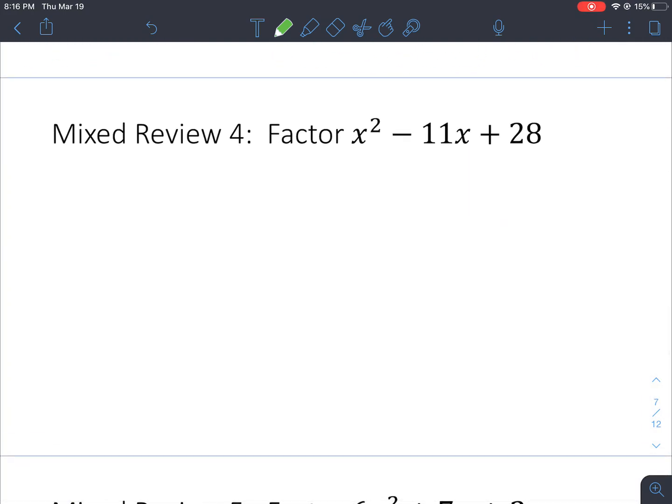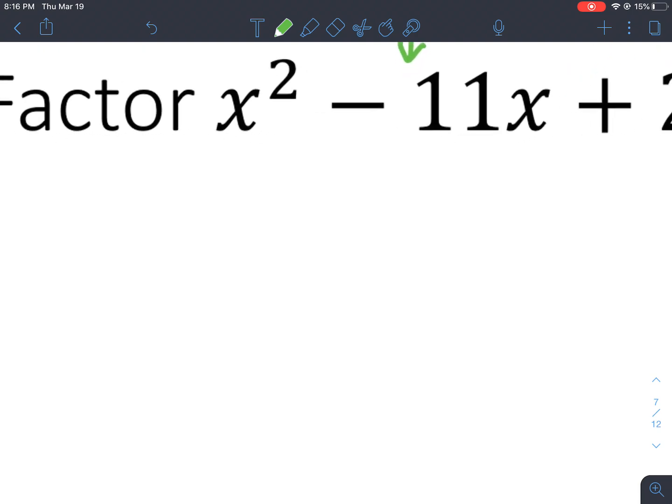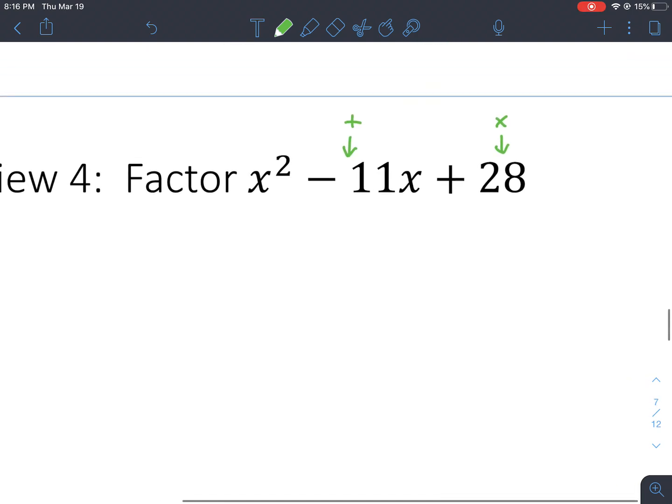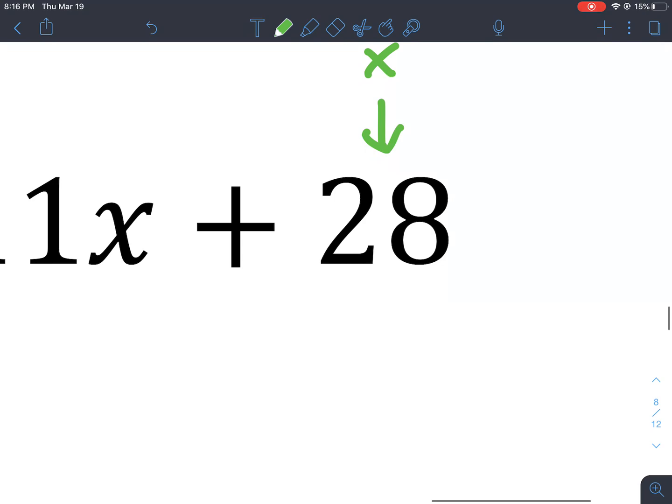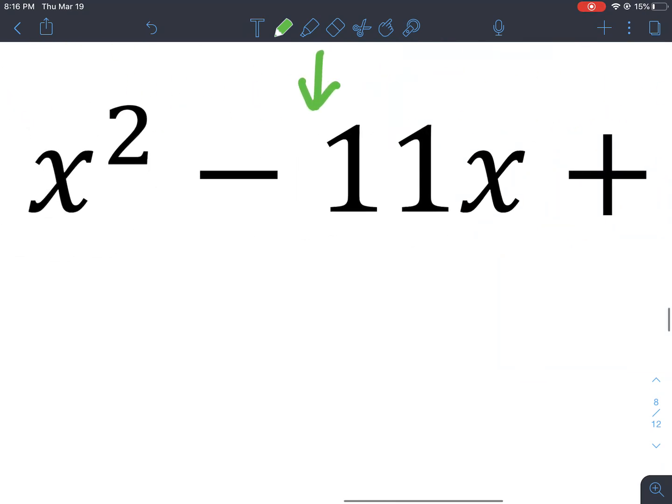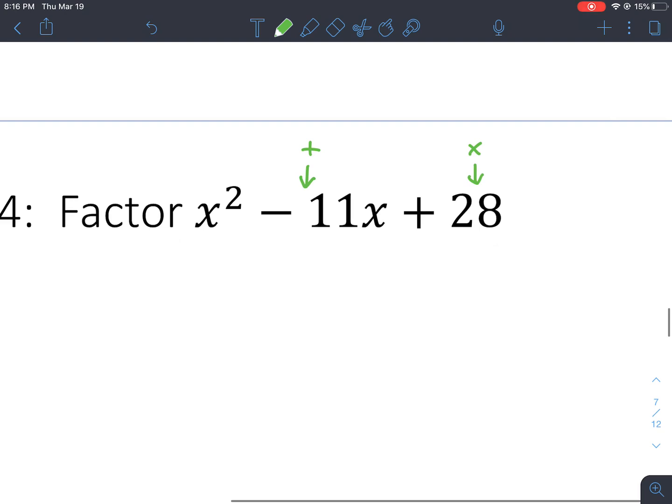As we take a look at the next one, again we see it's just our typical quadratic, x squared minus 11x plus 28. So again, I want to multiply to positive 28, and I want to add to negative 11. Okay, so as soon as I see this negative in front of the 11, that tells me I'm going to have negative factors. Because if I do a positive times a positive to get 28, there's no way I could have two positive numbers that add together to equal a negative. So what I'm going to do is take all the factors of 28, but make them both negative.